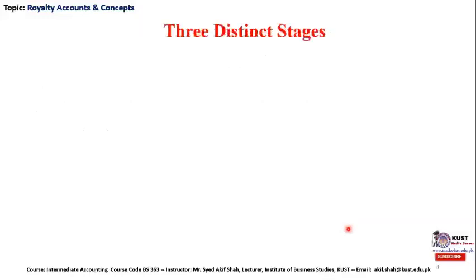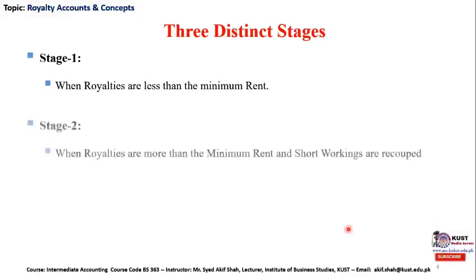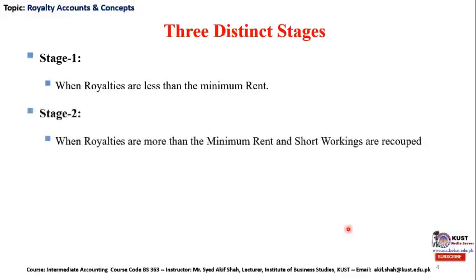of the year. We have 3 different stages under which we record the accounting transactions in the books of the lessee. Stage number 1 has already been covered in the previous lecture with a thorough and detailed example, when the royalties are less than the minimum rent, and then we have 2 conditions under stage number 1. So the emphasis of this lecture will be on stage number 2, when the royalties are more than the minimum rent or the short workings are recoupable, and the short workings are recoupable because we have to pay the royalty in excess of the minimum rent in the subsequent years of the mine usage.